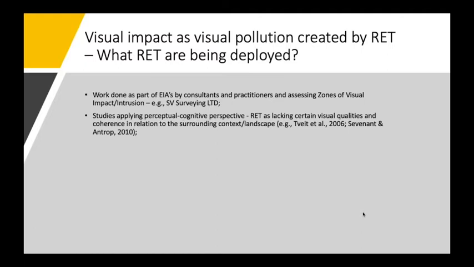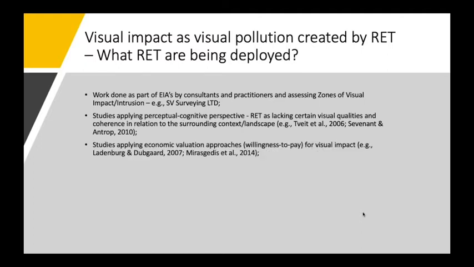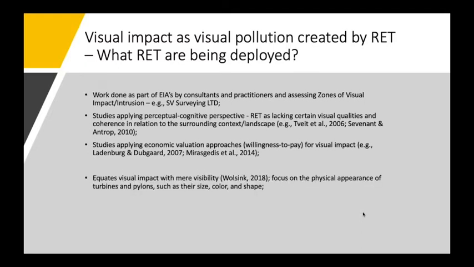energy infrastructures as lacking or having certain visual qualities and coherence or lack of it in relation to the surrounding context. And also studies that apply economic valuation approaches, such as willingness to pay for visual impact. So this strand of research tends to equate visual impact with mere visibility, as also highlighted by Martin Volsing. And the main focus of this strand of research tends to be on the physical appearance of turbines and pylons, such as their size, color, and shape, and how these can be transformed to increase social acceptance.